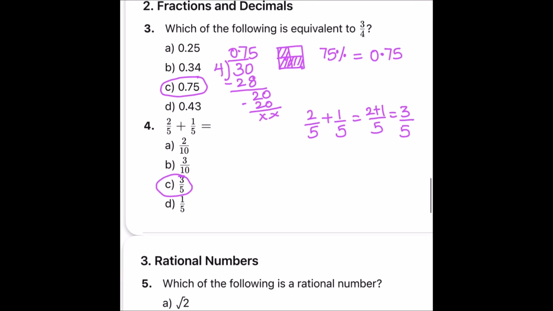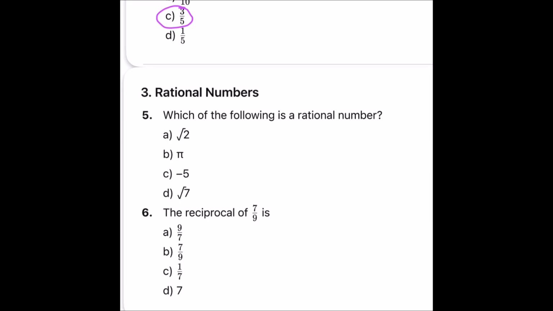Let's move on to the next chapter, which is rational numbers. The question is, which of the following is a rational number? Rational numbers are numbers which can be expressed in the form of P upon Q as a fraction, where Q is not equal to 0. Here we see that √2 and pi are both non-terminating, non-repeating decimals. These are not included in rational numbers, so √2 and pi are both out of our options. Now we have -5 and √7. √7 is also a non-repeating decimal, and it cannot be expressed as P upon Q. So our only option left is -5. So C is the right answer.